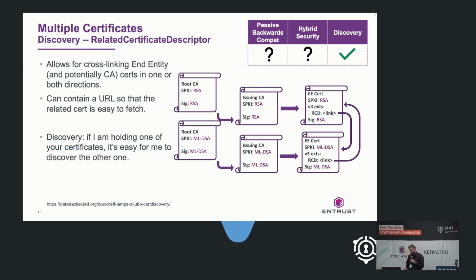There's one other trick that goes in the multiple certificates bag, which is an internet draft called related certificate descriptor, which allows you to cross-link your two end entities. So you could do your multiple certs, unrelated chains, and then at the end entity layer, you have a link, what we call this RCD extension, which says, I'm an RSA certificate, but by the way, an MLDSA version of me exists, and here's a URL to go find it. And you do that in both directions, and now no matter which certificate you have, you can easily find the other one that belongs to that person. So this makes multi-certs a little bit more graceful, but a little bit.